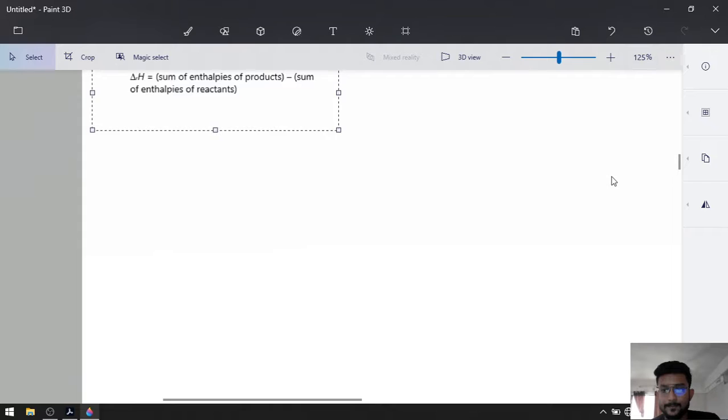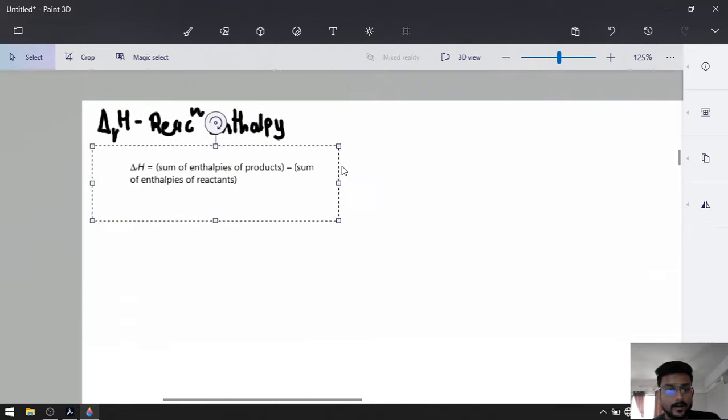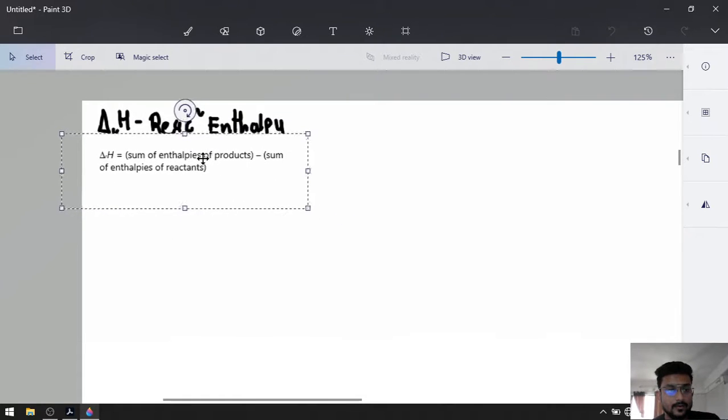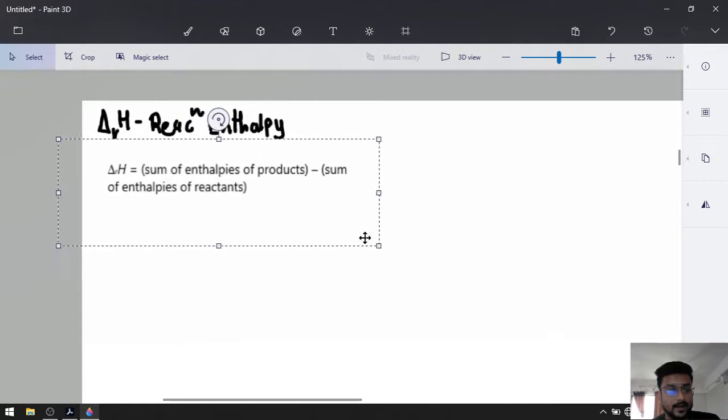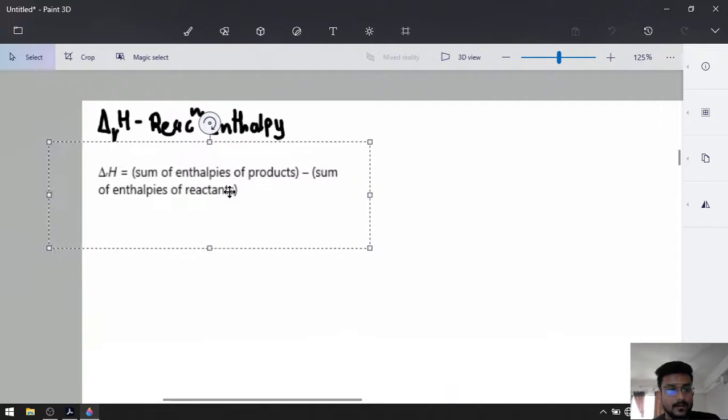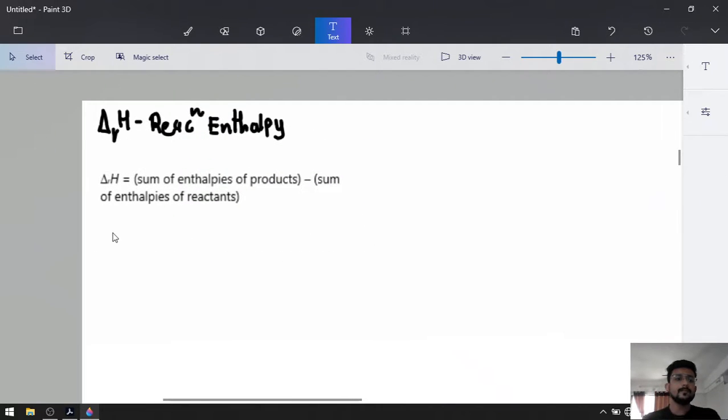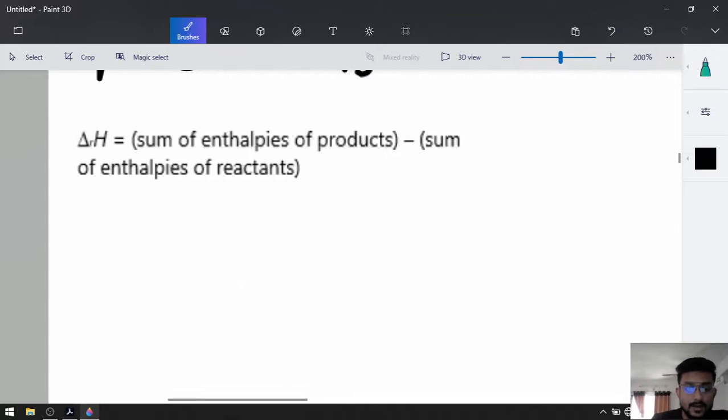Look at the formula. Delta RH equals the sum of the enthalpies of the products minus the sum of the enthalpies of the reactants. Quite simple, right? Now, this formula has one example with it, which we are going to solve, and it is quite a simple example if you ask me.